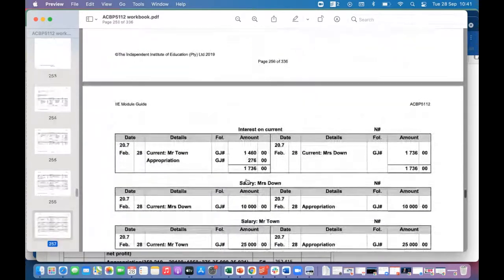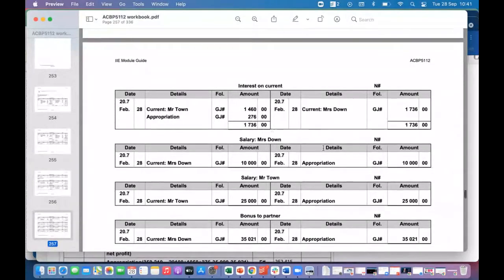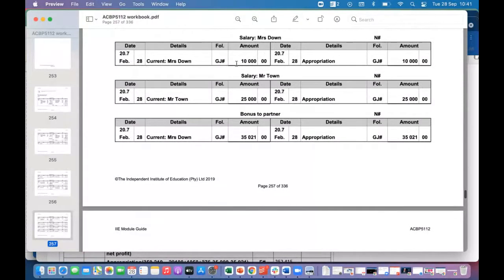Okay. Interest on current account. There you can see we were penalizing Mrs. Down, but we were rewarding Mr. Town. And the difference we obviously closing off to the appropriation account. Okay, salary for Mrs. Down, 10,000, money leaving us, so that's why we debited that. Okay, gets closed off to the appropriation account.